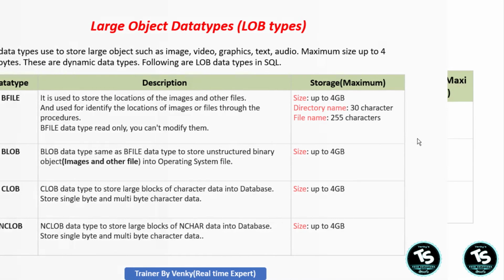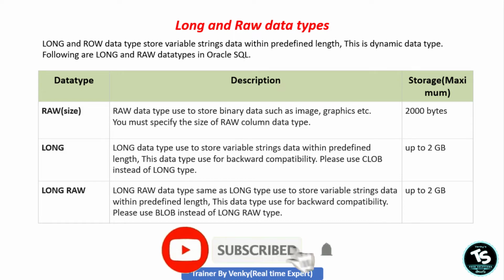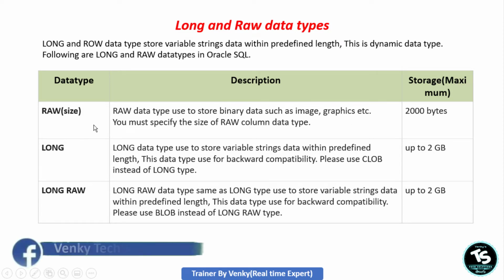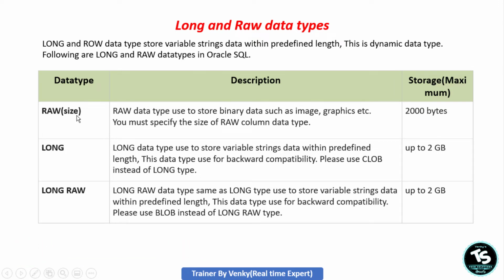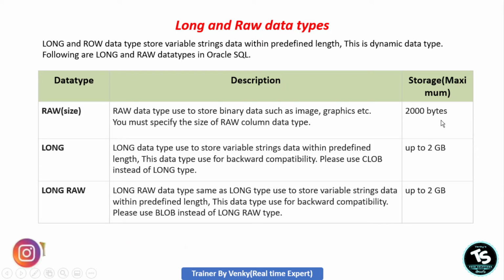Okay. Next, LONG and RAW data types. What are LONG and RAW data types? LONG and RAW data types are used to store variable string data within a predefined length. Predefined length is nothing but the maximum storage data. RAW data type is used to store binary objects such as images and graphics. So you must declare the size whenever you use the RAW data type. That is the reason I have mentioned open parenthesis size. By using RAW, we can save 2000 bytes of data.